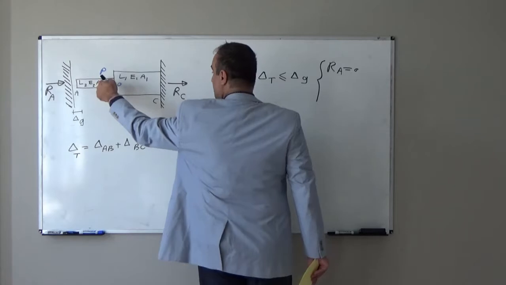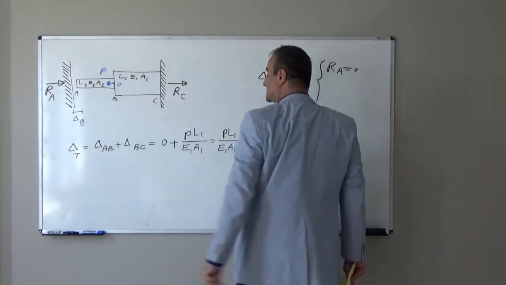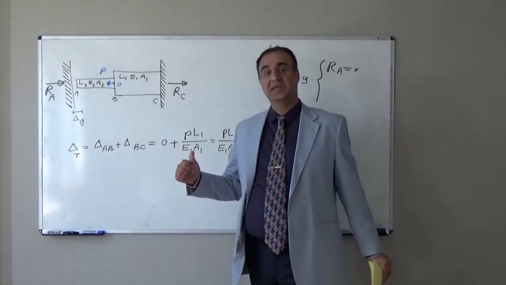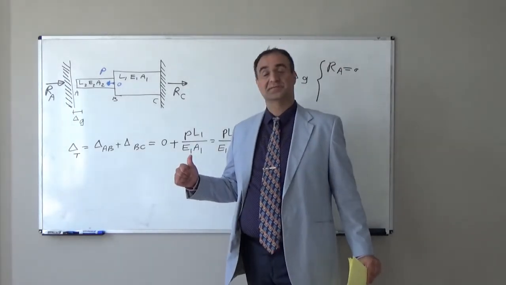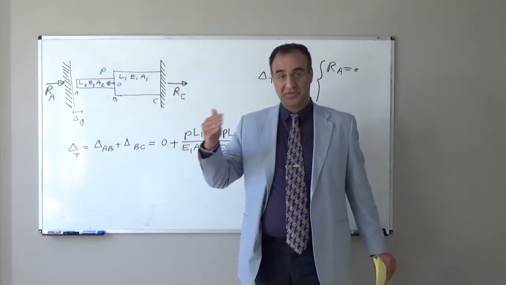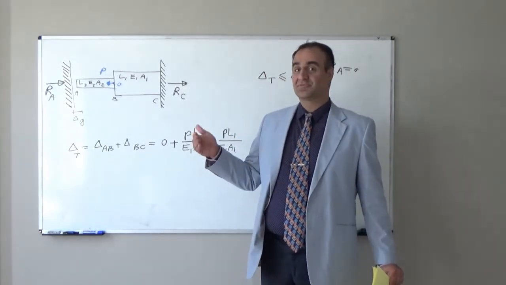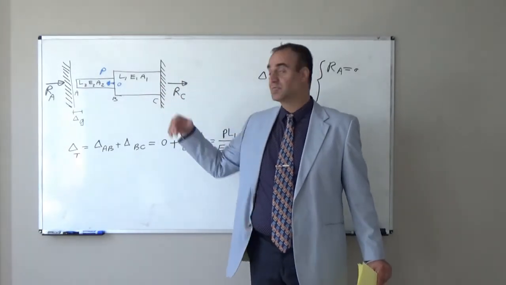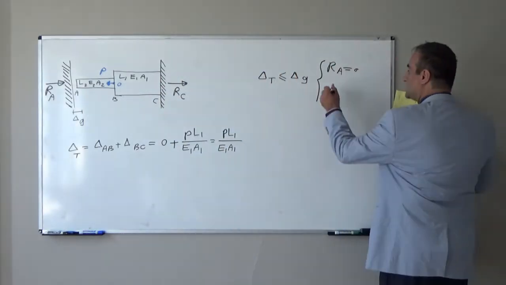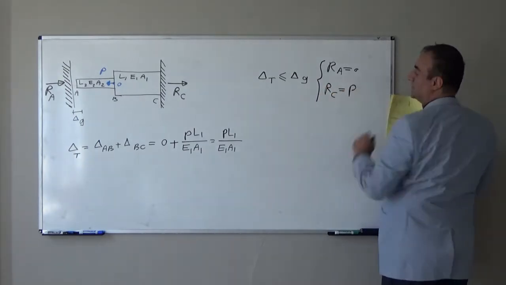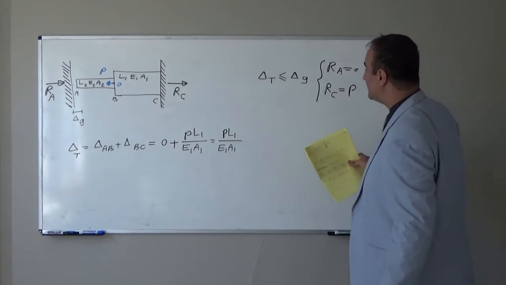Total external load will transfer to support C. And support C reaction should be equal and opposite in direction, because the summation of forces in the horizontal direction should be equal to 0. If it is not equal to 0, this assembly, this rod, will not be in equilibrium. So RC in that case will be equal to P.